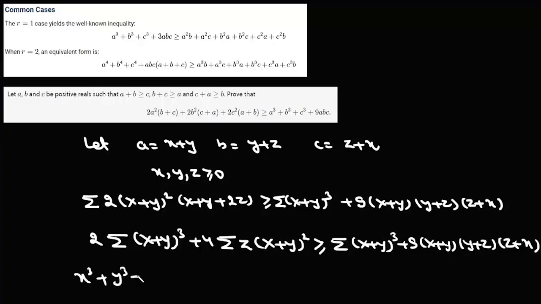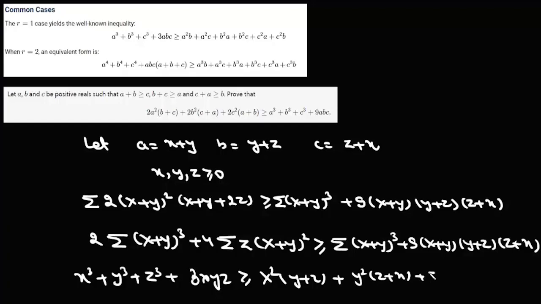x cube plus y cube plus z cube plus 3xyz, that is greater than or equal to x square (y plus z) plus y square (z plus x) plus z square (x plus y), which is nothing but the result from Schur's inequality when r is equal to 1.